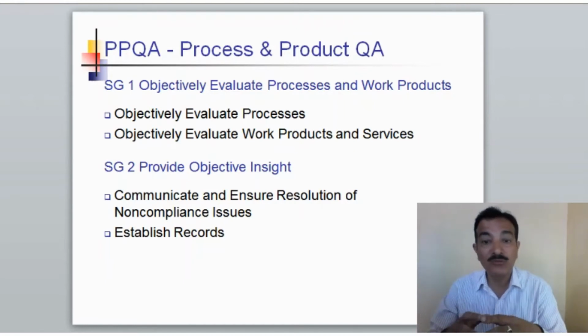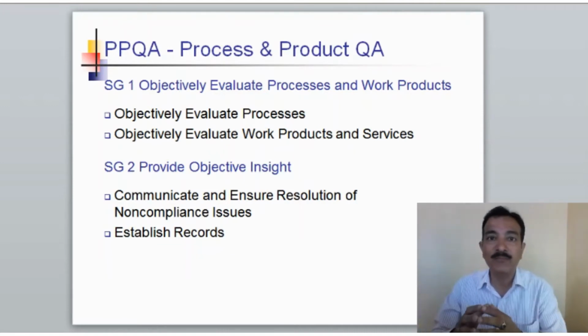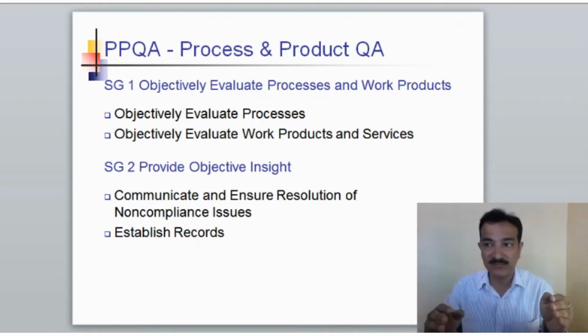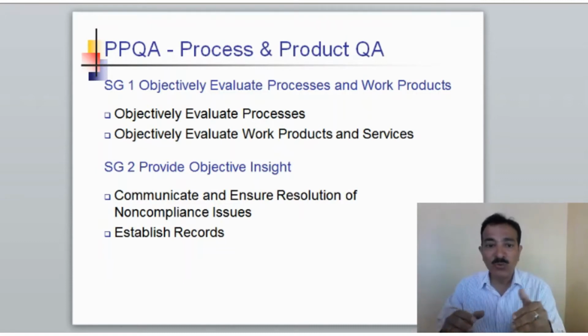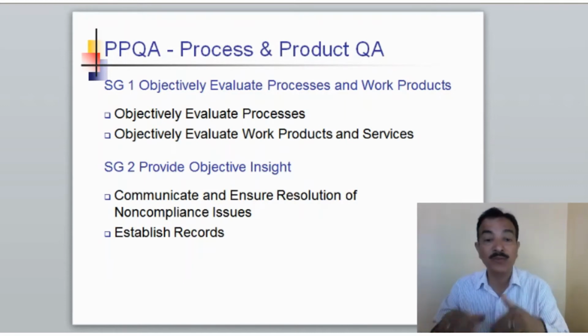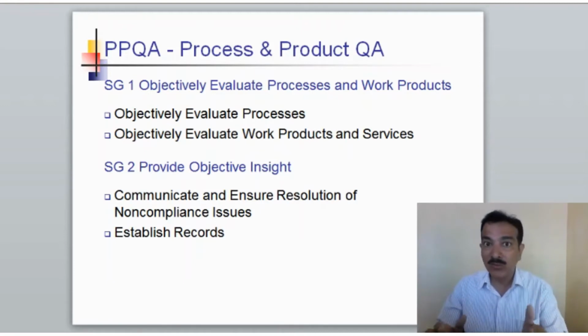Now you will want to communicate that and ensure the resolution of non-compliances. So once you have evaluated the process, you come across so many non-compliances. Okay, so the non-compliance report is prepared, and you also suggest the corrective actions, which you will communicate to the project teams and to the higher level management, so they know what is going on and what is to be corrected. And you will establish records to show that all these things have been done basically.